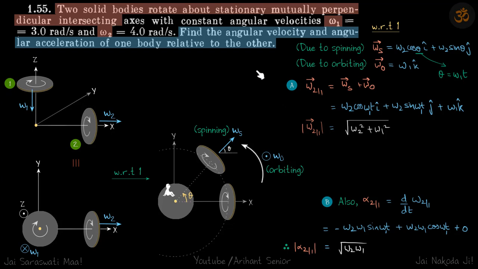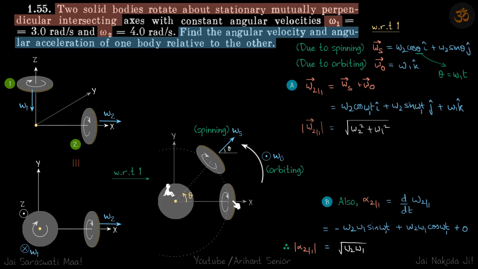Now let's move to the calculation part. With respect to 1, the observer sees that the second body is going through two motions, one orbiting, one spinning. So let's write individual angular velocities for each of these motions. For omega s, omega s will be omega s cos theta i cap plus omega s sin theta j cap, and omega s in magnitude is the same as omega 2. So we can write the omega s vector as omega 2 cos theta i cap plus omega 2 sin theta j cap. Theta, the angle turned by the wheel, is the same as omega 1 t.